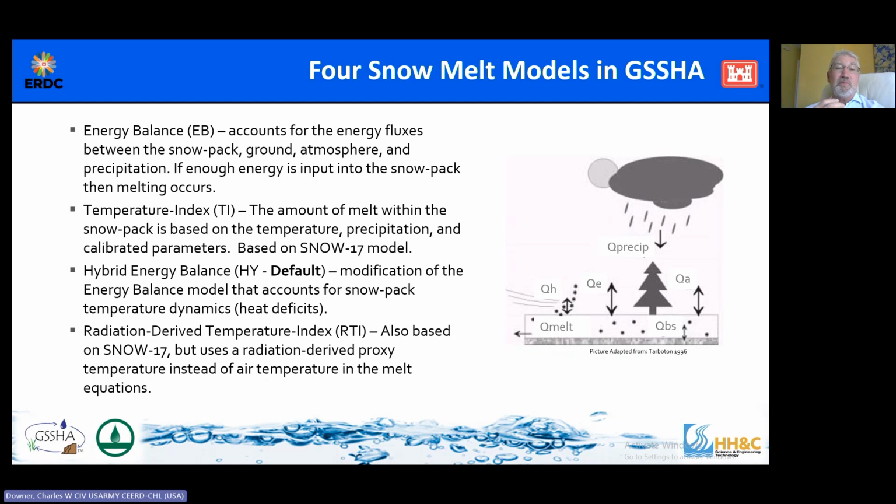That says the amount of melt within the snowpack is based on the temperature, precipitation, and then a host of calibrated parameters. And because it's purely empirical, it's got a lot of parameters we have to worry about. One of our previous colleagues, Mike Follum, came up with this hybrid energy balance method. And that is the default method in GSSHA. In GSSHA, you don't have to tell it to do snow. It's going to be looking for snow, and it's going to model snow. What you pick is the method you want to use.